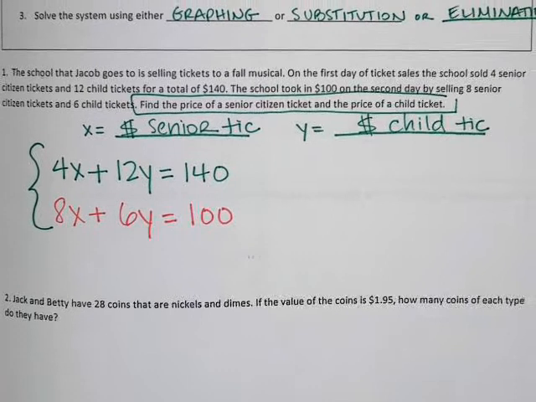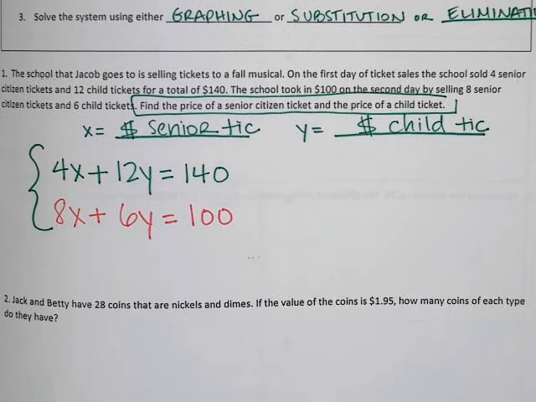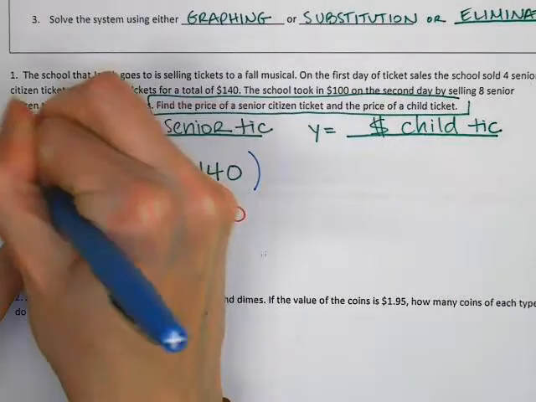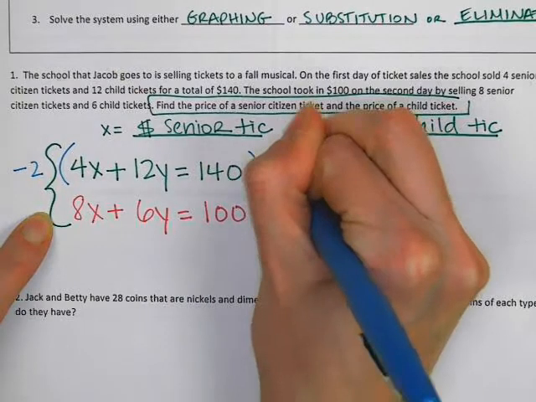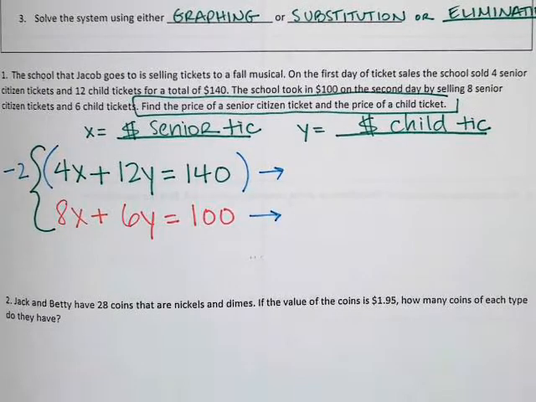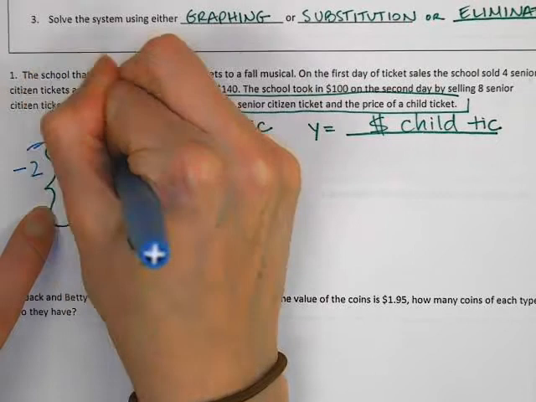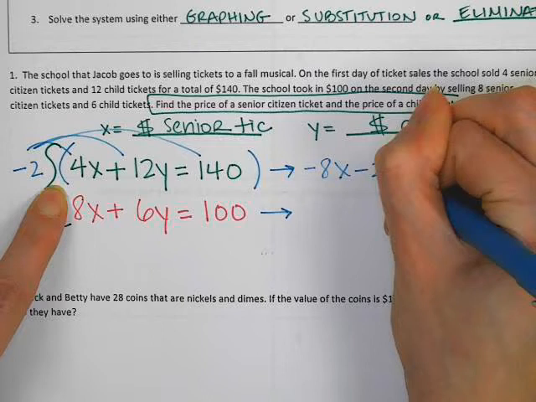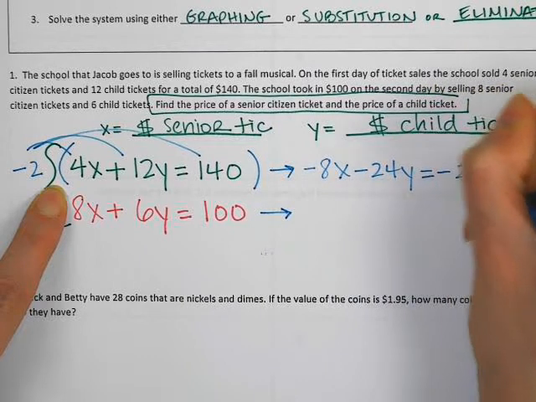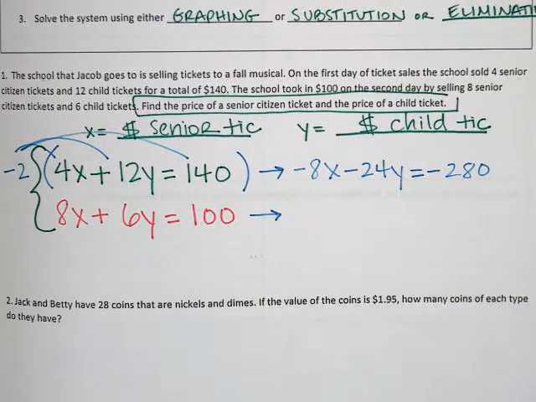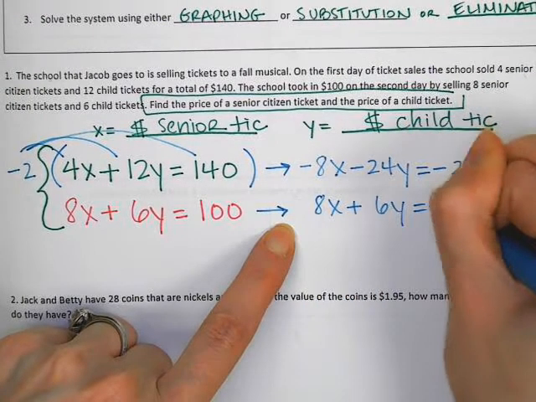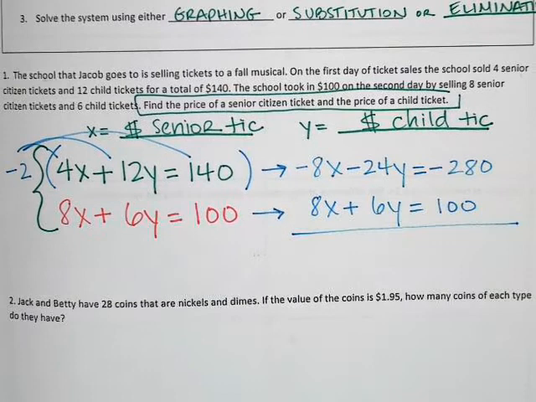So what do you guys want to do? Graphing, substitution, or elimination? To me, this looks like an elimination if I could maybe multiply the top by -2. I see that working. All right, so if we triple distribute the -2, we get -8x, -24y, -280. And I think the bottom can actually stay the same. 8x plus 6y equals 100.